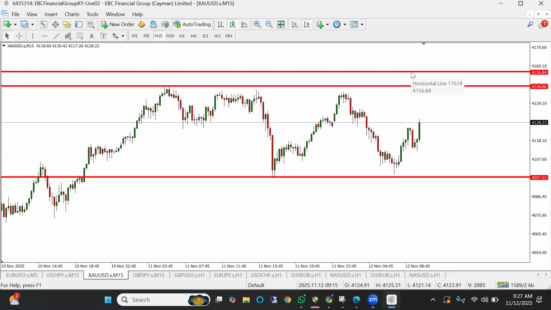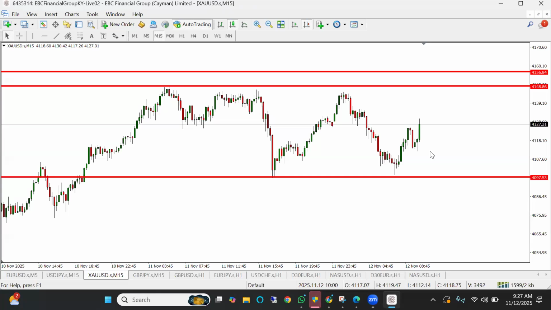But what I would advise you to do is to wait. Ladies and gentlemen, wait. This is gold. Don't just enter anyhow. We are heading towards the New York session very fast, and it's possible that we might be seeing a breakout during the New York session.